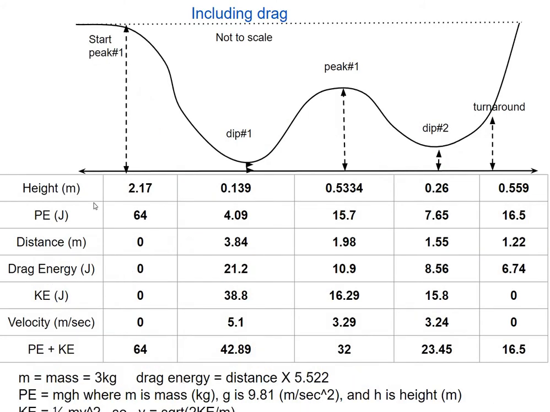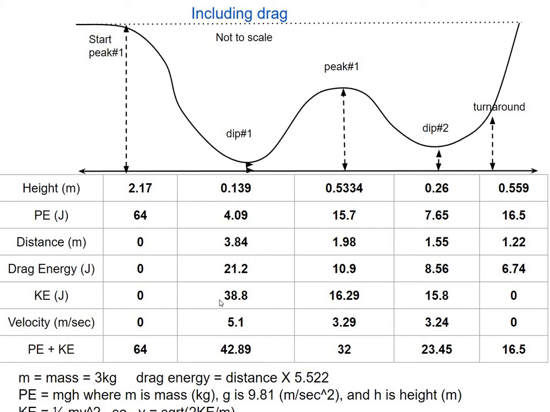So now, including drag, we do the calculations again. This table is expanded. We have the heights that happened during this run. We have the potential energy, and then we have the distance down the track. We have the drag energy. So as you go down the track, you're going kind of fast. This is a long run here, so you change a lot of the energy to heat through friction and aerodynamic drag. And you can see what those numbers come out to be.